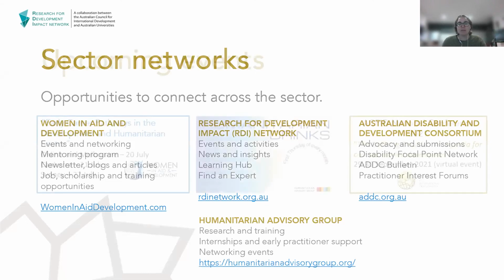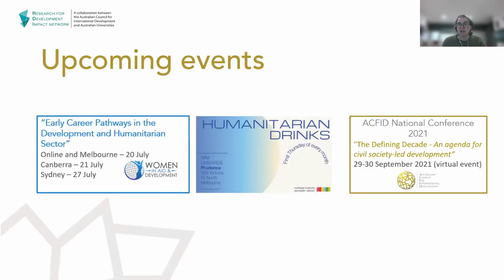So coming up, there are a few events to keep your eyes out for. Women in Aid and Development are having networking drinks in July on a topic that is very relevant to this session, although they may at this point all be online thanks to COVID. But keep an eye out on their website. There's Humanitarian Action Group drinks once a month for those of you in Melbourne, and ACFID will be holding its annual conference in September, which is a great way to meet people. There are student tickets available and you can hear what's being talked about across the sector.